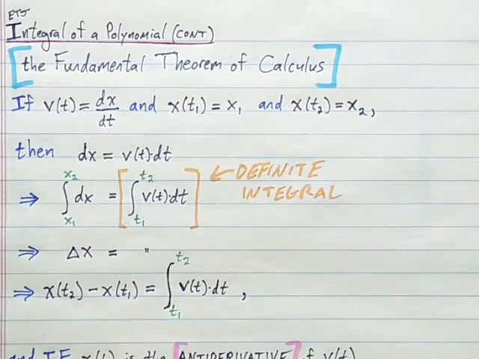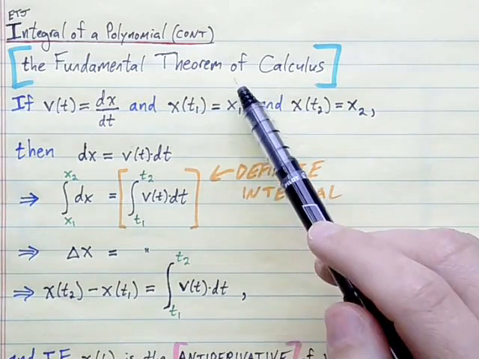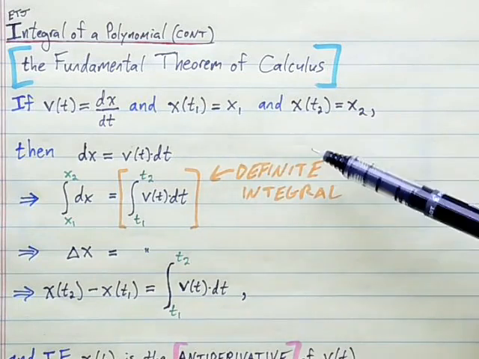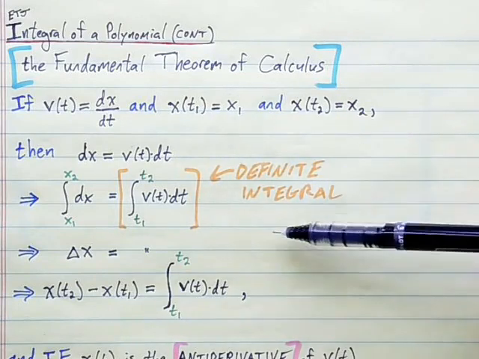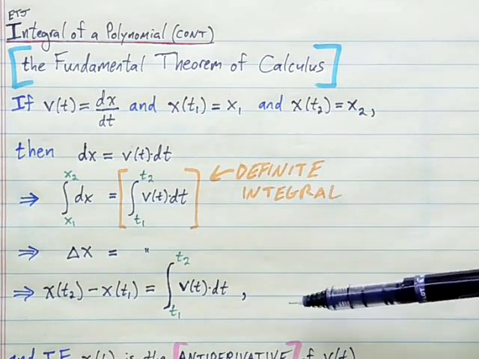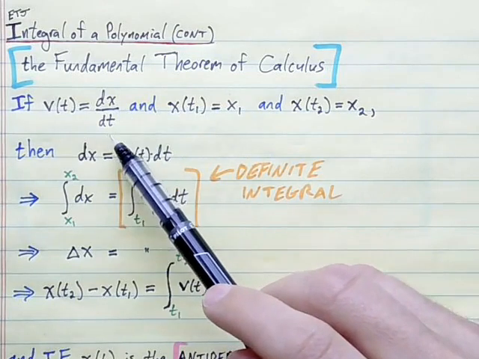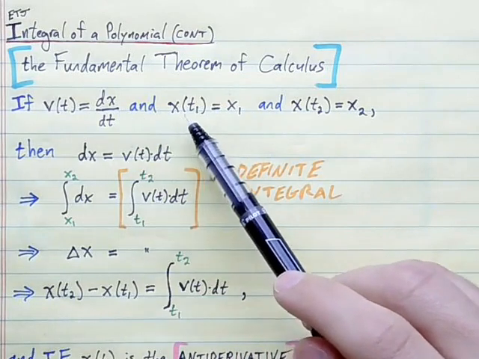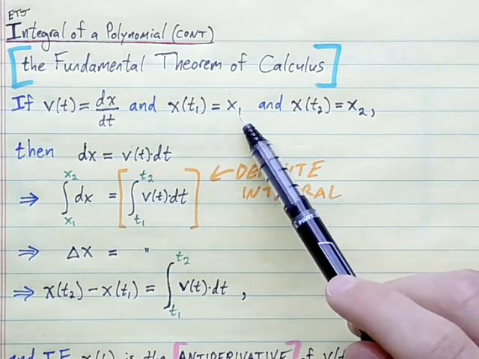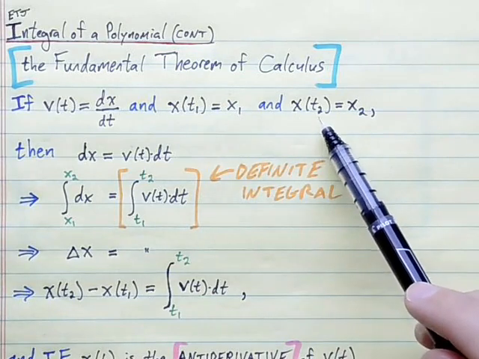Here's an argument for the fundamental theorem of calculus. I'll be putting together the idea of the definite integral with the idea of antiderivative. Suppose we have a velocity function that is the derivative of a position function, and suppose that the position at time 1 is x1 and the position at time 2 is x2.